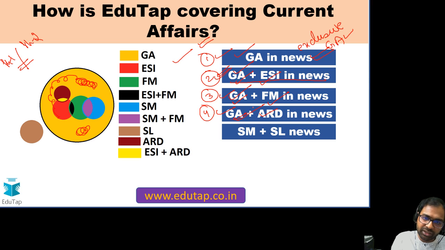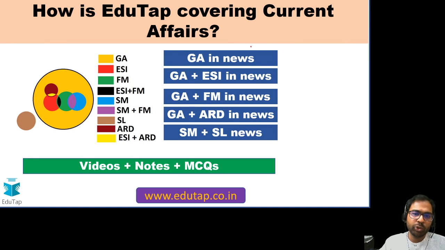Once your phase 1 is through and you are now focusing on the current affairs of phase 2, leave section number 1. You do not have to read GA news because this is only and only exclusive GA which can never be asked in phase 2. Let me show you an example.